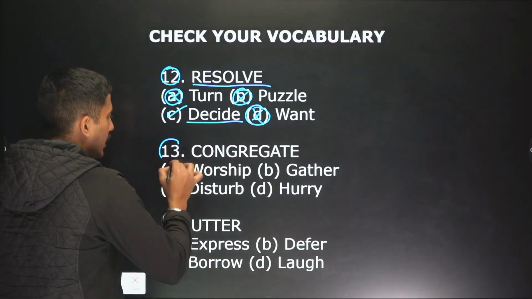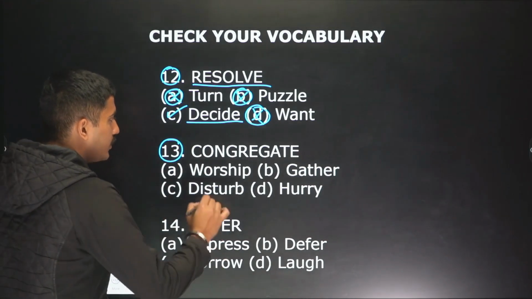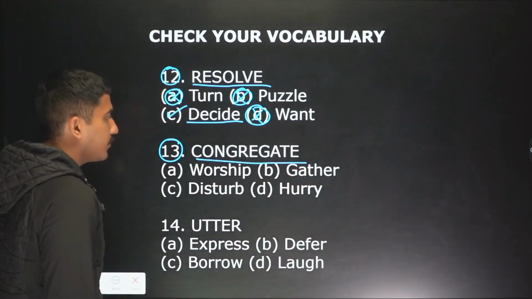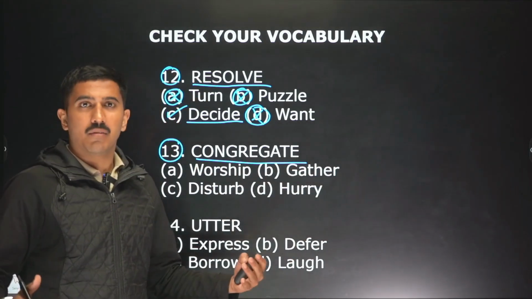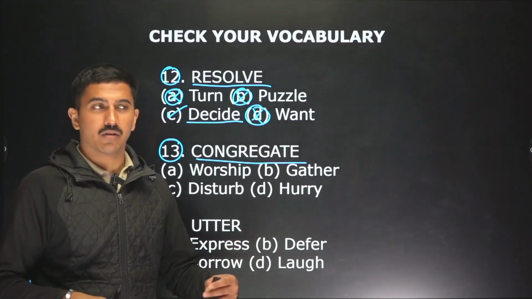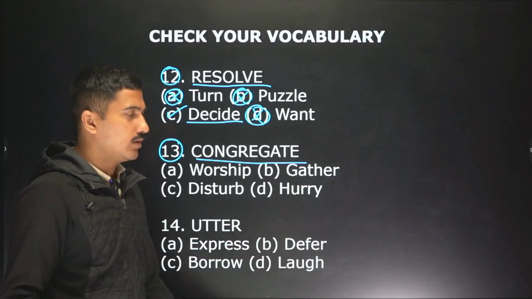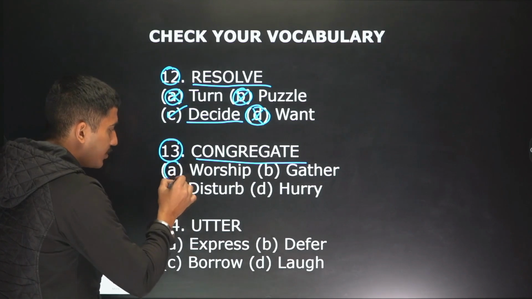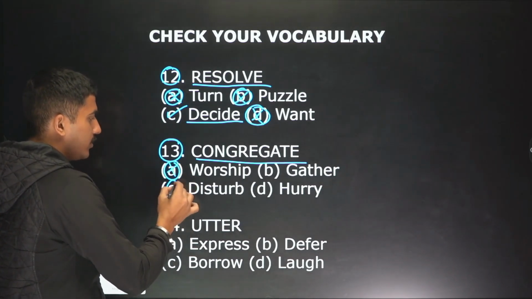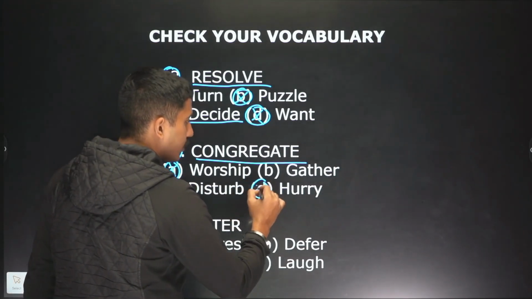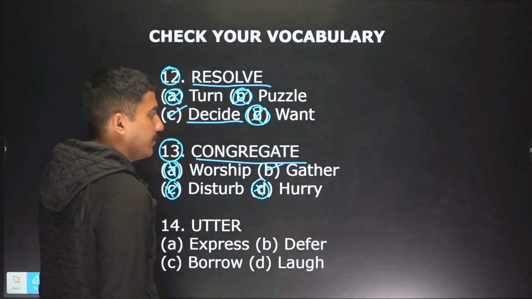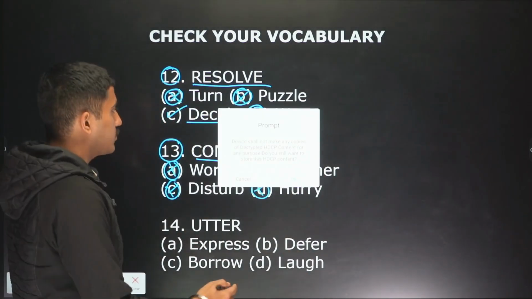Now, the next word we have is congregate. What's the meaning of congregate? Congregate is when many people come together to do something, or they just come together, right? Now, what's the word? Obviously, it's not worship. Disturb, definitely not. Hurry, also not. The best word that's similar is gather, right? When people come together, it obviously means together.